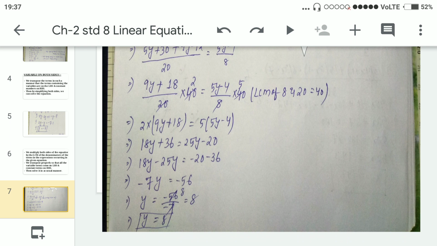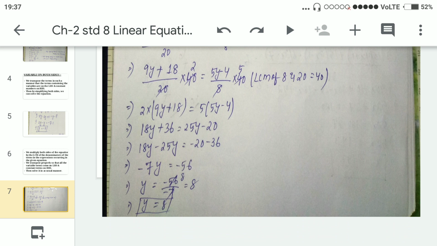Okay, so 18y minus 25y, because 25y is present on the RHS, we can transpose it to the left hand side, and that will be negative, and here it is minus 20. And on the left hand side 36 is there with a positive symbol, so you can shift it to the right hand side with a negative symbol. So 18y minus 25y is minus 7y, and minus 20 minus 36 will be minus 56. Okay, and y equals minus 56 by minus 7, that is 8, so y will be 8 here.